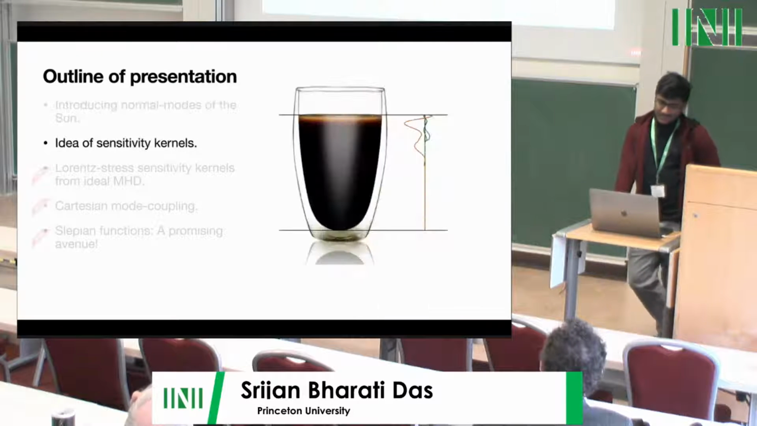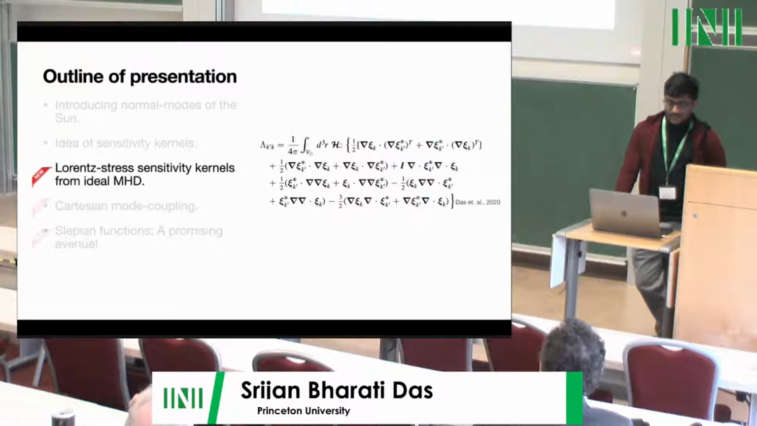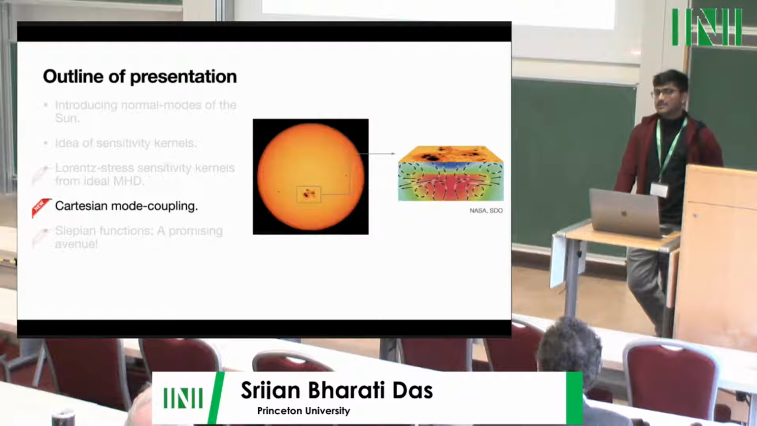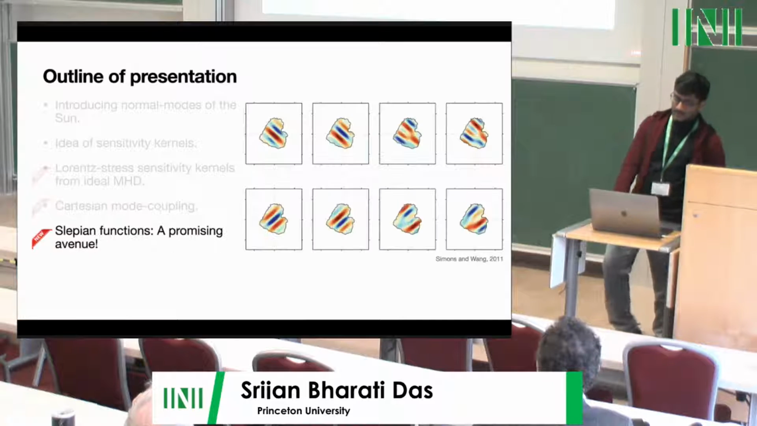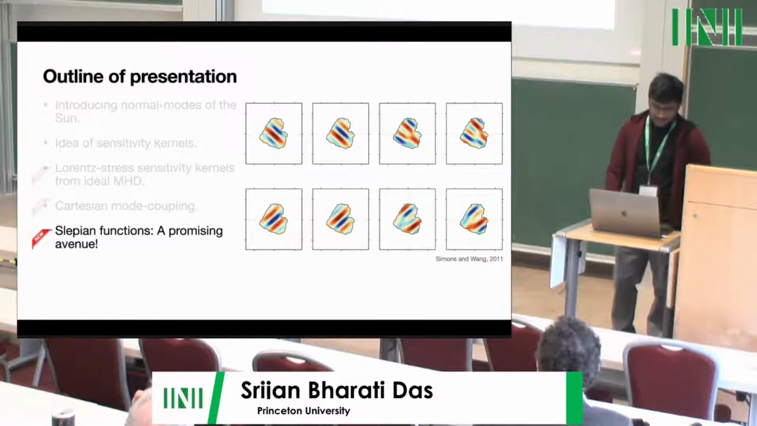Then I'll talk about the sensitivity kernels. Maybe most of you already know about it, but I'll still show a very dumbed down example using a coffee cup. And then I'll talk about these beasts that form basically the whole point of my study, which are the Lorentz stress sensitivity kernels. Then finally, I'll extend the global picture to a local case, which is Cartesian mode coupling. And finally, I'll talk about how we can apply Slepian functions to make inversions much more reliable and stable.